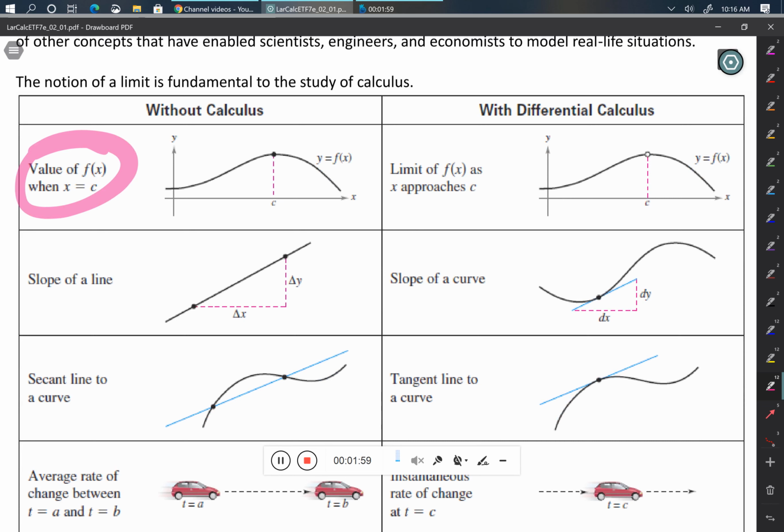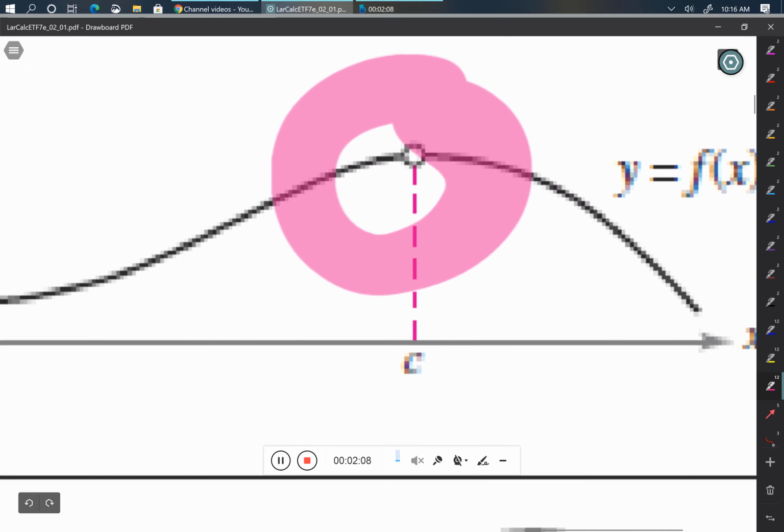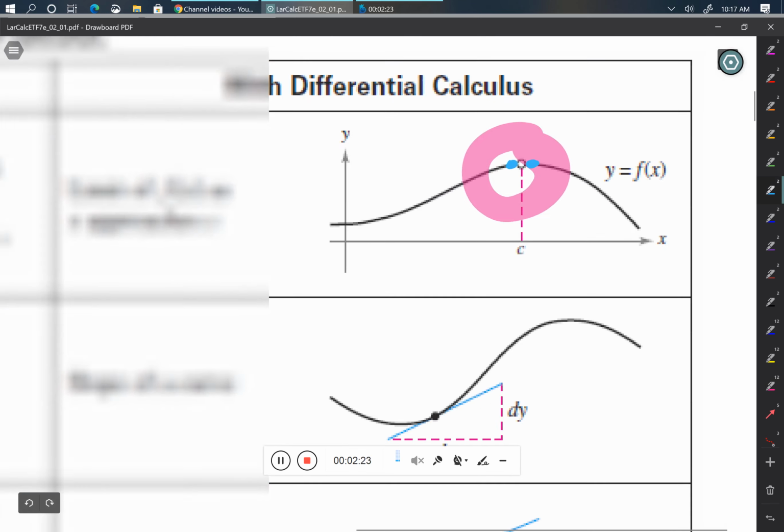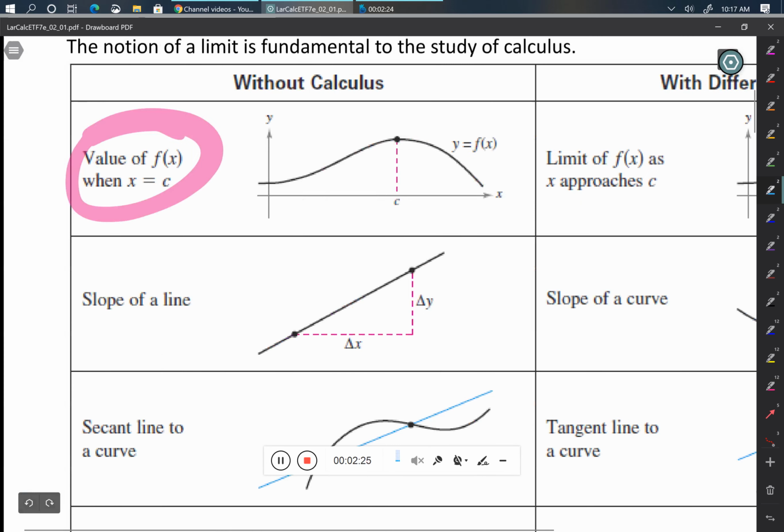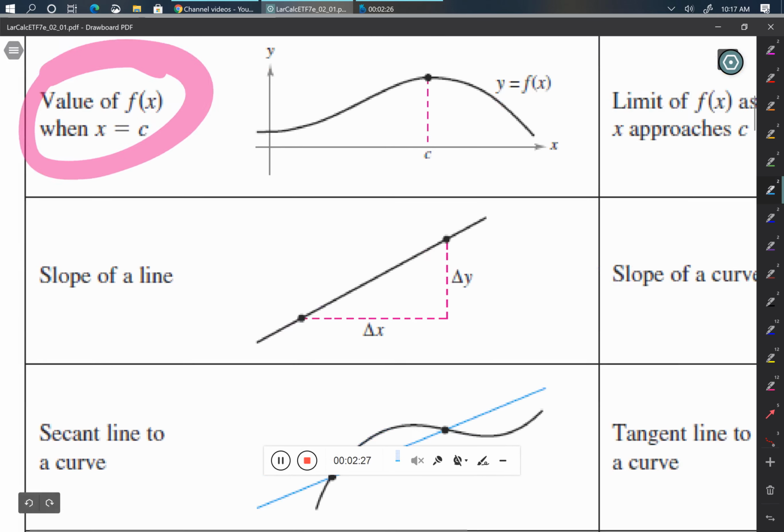Now, in calculus, we start saying, okay, well, what if there was a hole in your graph? How could we figure out where that hole is? How could we explore the area around that hole? Over here a little bit, and maybe over here a little bit. And how could we use the knowledge of that surrounding information to estimate or to predict where that hole actually lies?